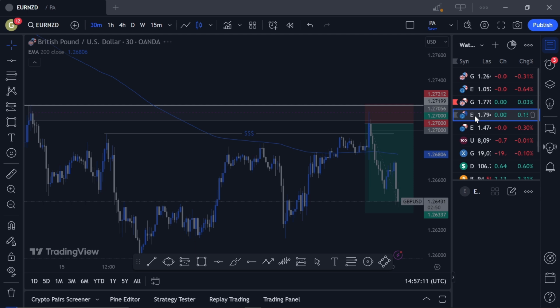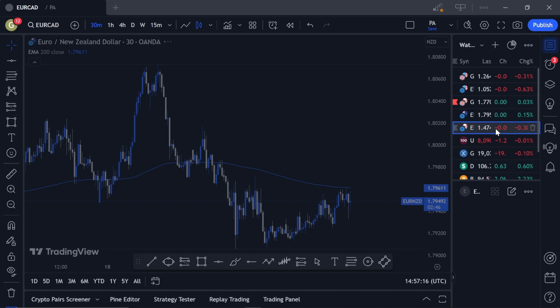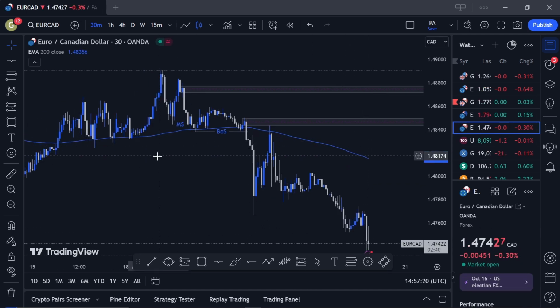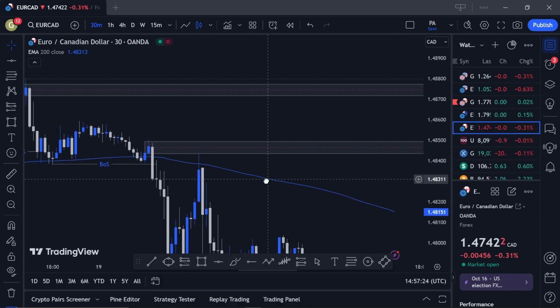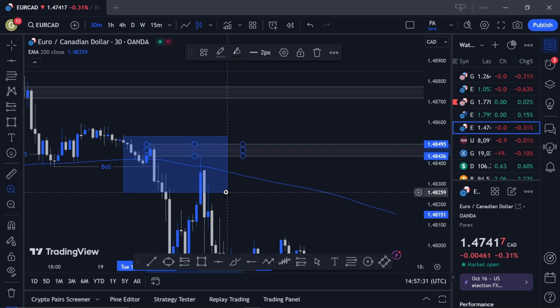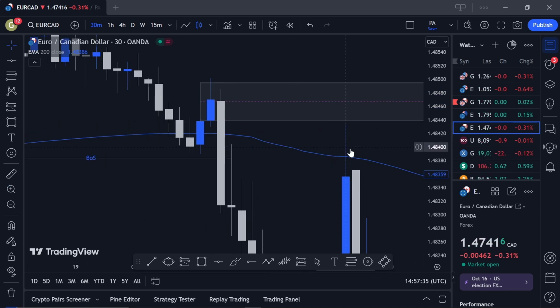Like if I should come down to this particular Euro NZ, okay, I don't have a trade here. Euro CAD, do I have a trade here? Okay, take a look at this particular trade that I let go. Now you see this particular market here. Let me just refine the position clearly so you see it. Here it is. Take a look.